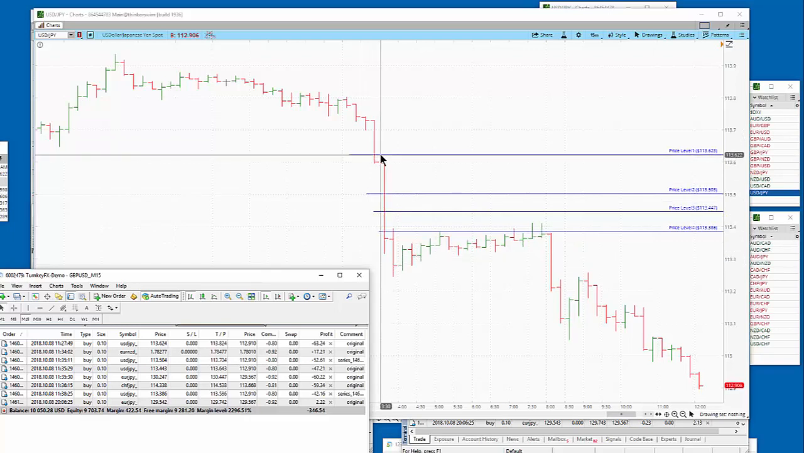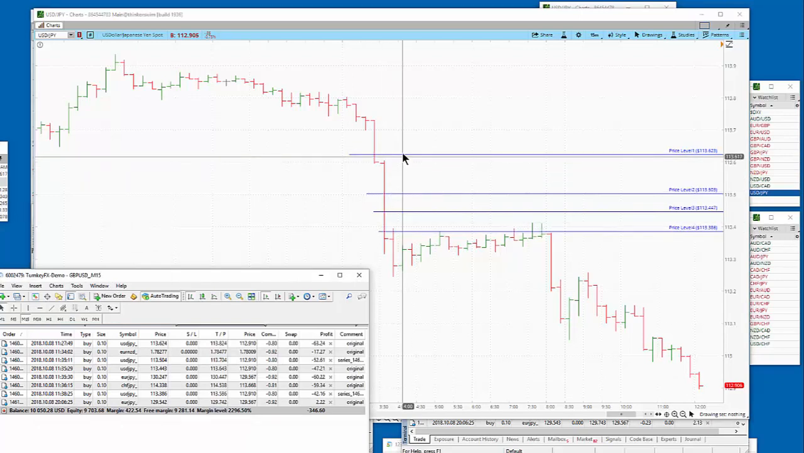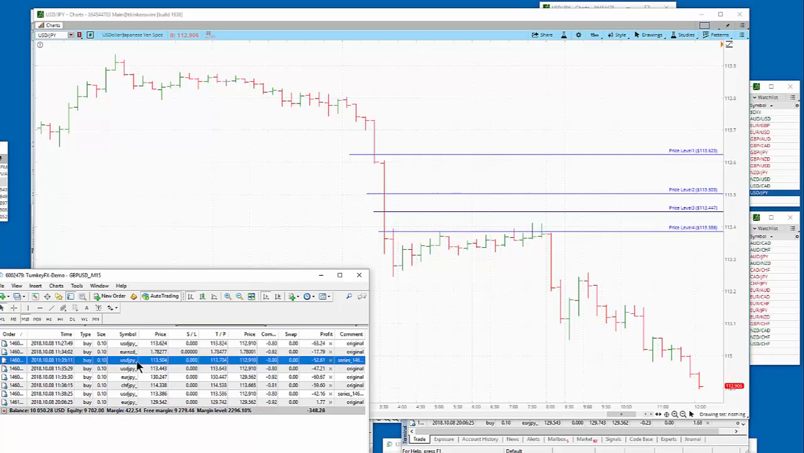And actually this top trade right here, well, let me just point to it. This trade was the first one that went in that had a problem, right? And it went in at 113.62. It was an original trade, right? Then the next one went in at 113.50, which is right here. This is a second level trade that went in because the price went a certain number of pips lower than this original trade.